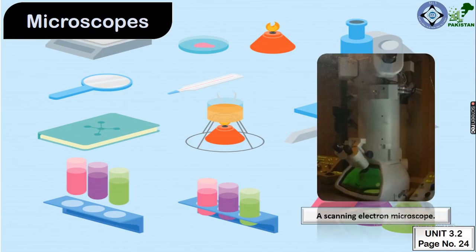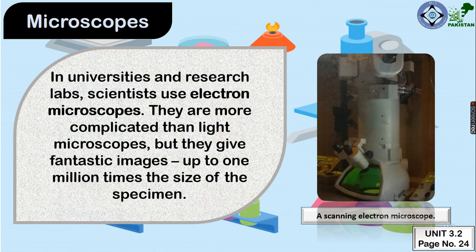A scanning electron microscope. In universities and research labs, scientists use electron microscopes. They are more complicated than light microscopes, but they give fantastic images, up to 1 million times the size of the specimen.